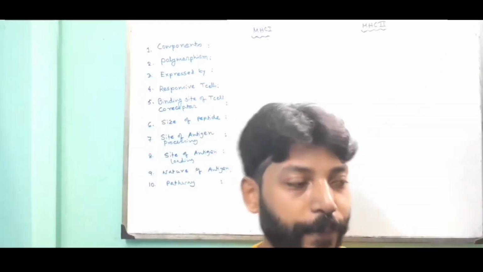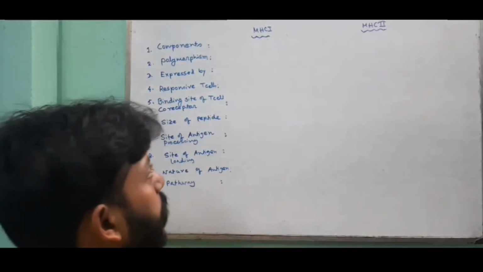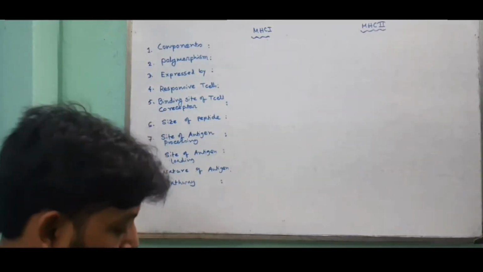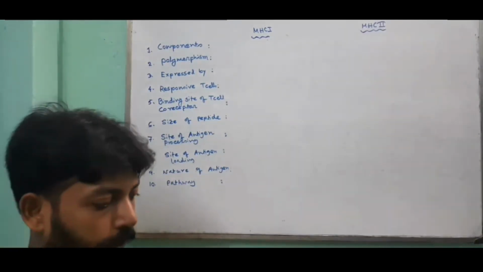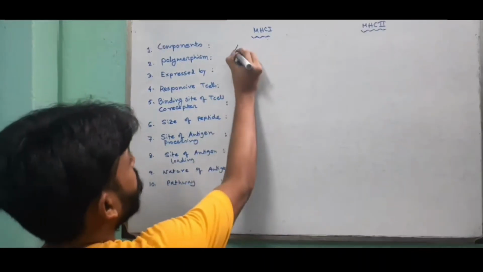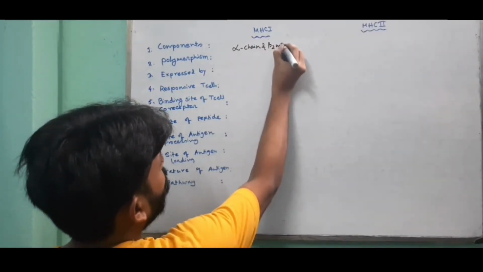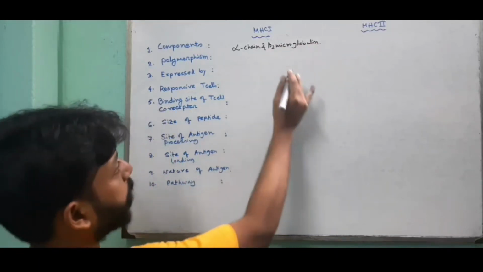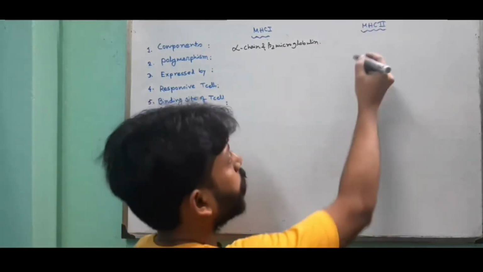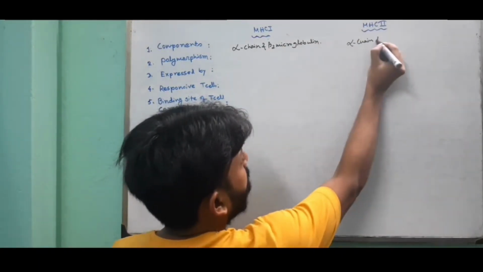In this lecture I will compare class 1 and class 2 MHC molecule, and these are all the points. The first is components. The class 1 MHC molecule is composed of alpha chain and beta 2 microglobulin, these two polypeptides. But in case of class 2 MHC molecule, it is composed of alpha chain and beta chain.